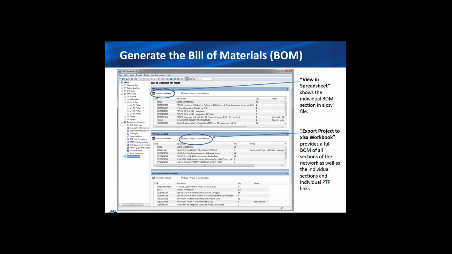When you're on a PTP link or the access point, you can also see the bill of materials at the bottom of that for each one, and at that point you can also add optional extras in them, as well as the default equipment we put in.